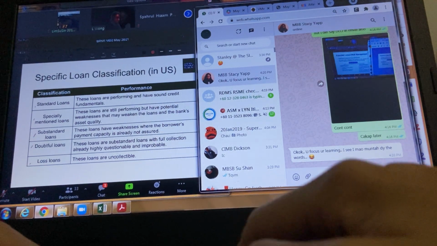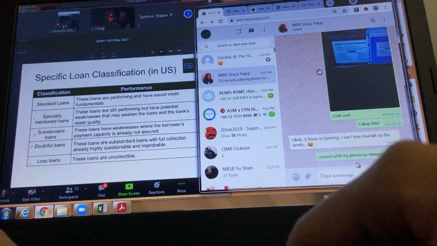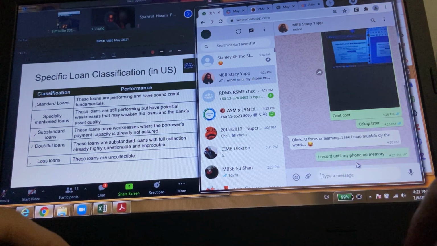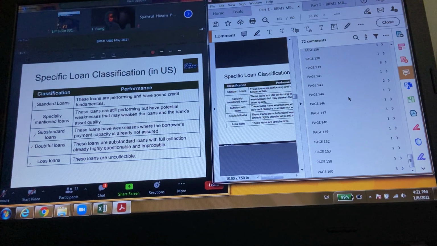Then they have the specially mentioned loan. What is specially mentioned? It means the loan is still okay, but there is something slipping. The loan is still okay, they're still making payments, but there are some issues that the bank may be concerned about. Those are specially mentioned loans. Basically, for this type of loan you don't need to make any provision, but it's up to your bank. If your bank thinks the specially mentioned issues are critical, you may want to set aside money. It's a prudential policy: if you want to be prudent, you set aside some money. If you don't, it's up to you.